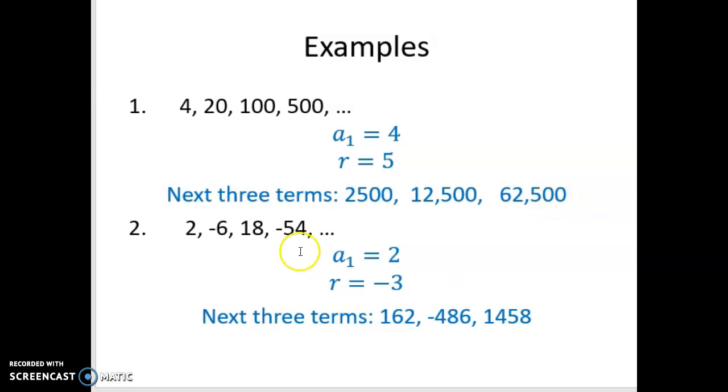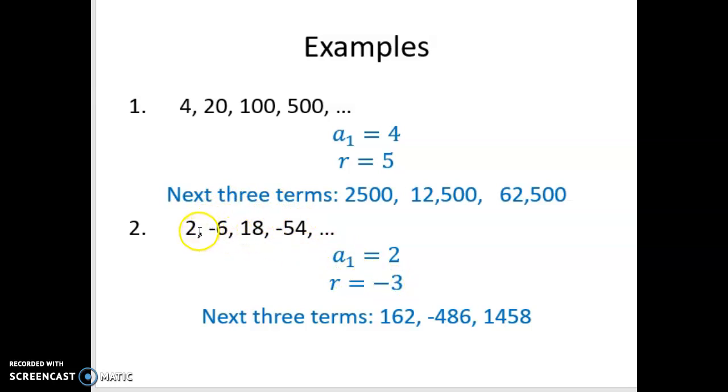In the second example, the first term is 2, then negative 6, then 18, then negative 54, and so forth. Here you notice that the terms oscillate back and forth between positive and negative. That tells us that our common ratio, r, is negative. Our first term is 2, that's our a sub 1. And we would have to think about, what do I have to multiply by to go from 2 to 6, and then from 6 to 18, and that's 3. But since we alternate signs, that means we have a negative 3.